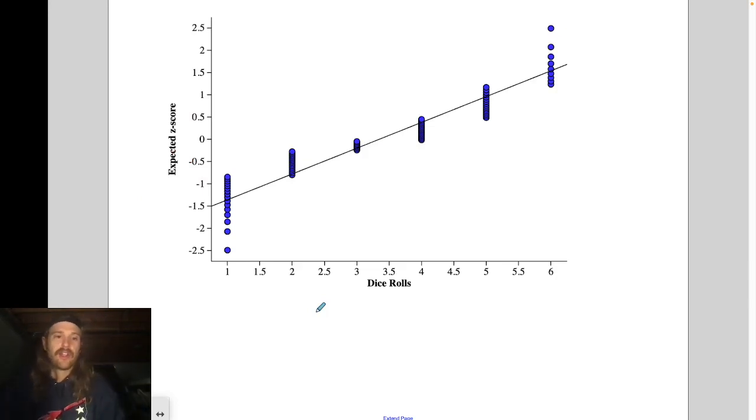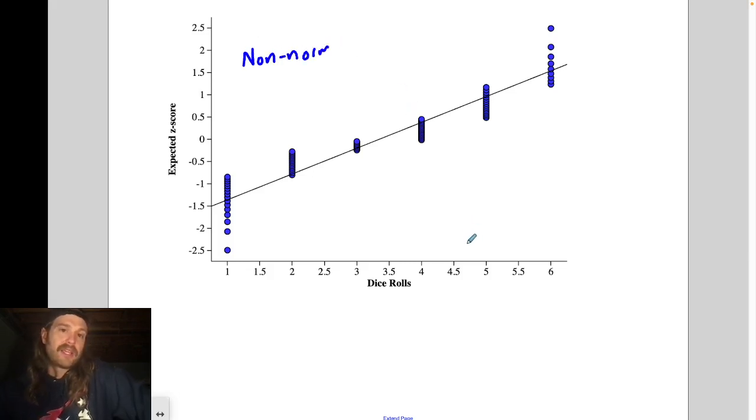All right, now let's look at our class data that we had. Here are our dice rolls, which we know to be uniform data. We can see very clearly in the normal probability plot a couple of ways that this is non-normal.